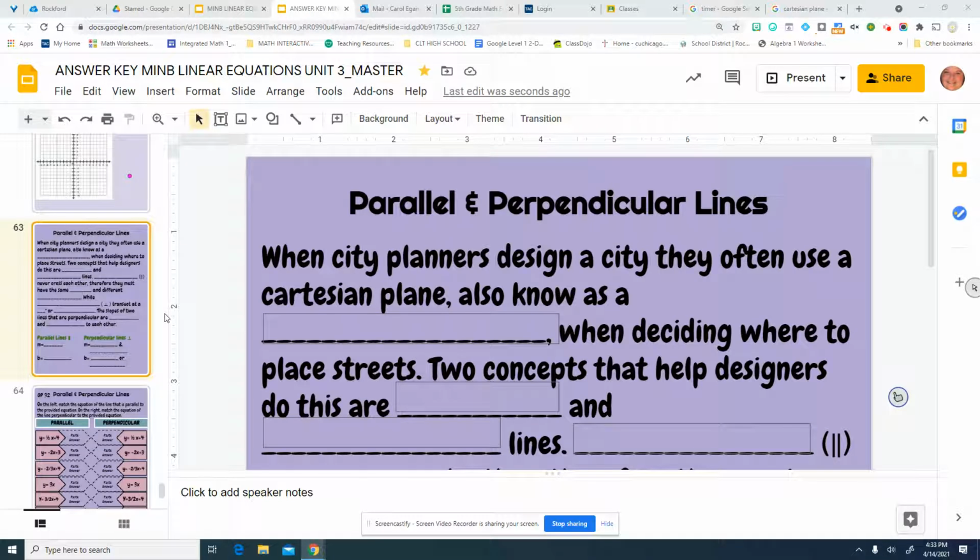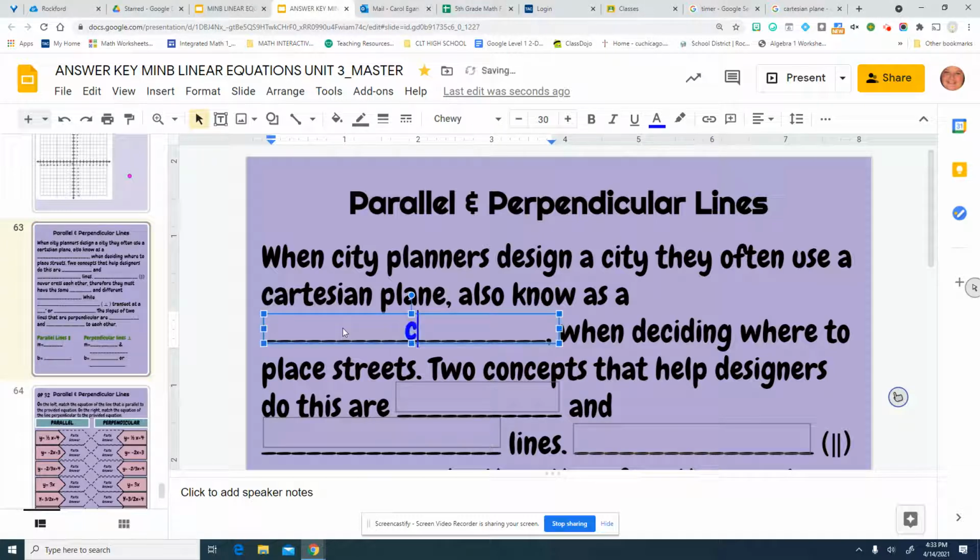Okay, today we're going to talk about parallel and perpendicular lines. One example I always love to give students in terms of where parallel and perpendicular lines may be important is when planning a city. When city planners design a city, they often use a Cartesian plane, also known as a coordinate graph.